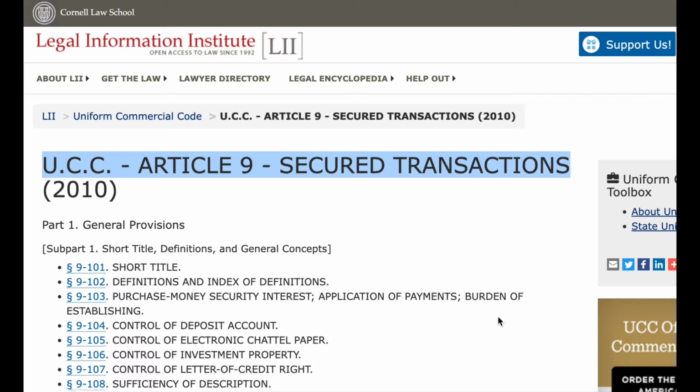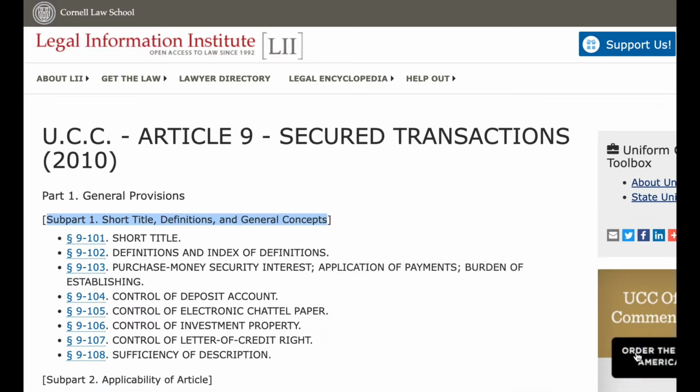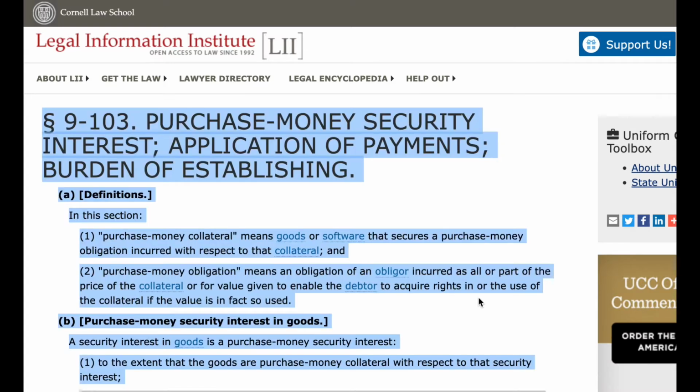Cornell Law School. U.C.C. Article 9. Secured Transactions. Part 1. General Provisions. Subpart 1. Short title, Definitions, and General Concepts. Paragraph 9-103. Purchase money security interest. Application of payments. Burden of establishing.